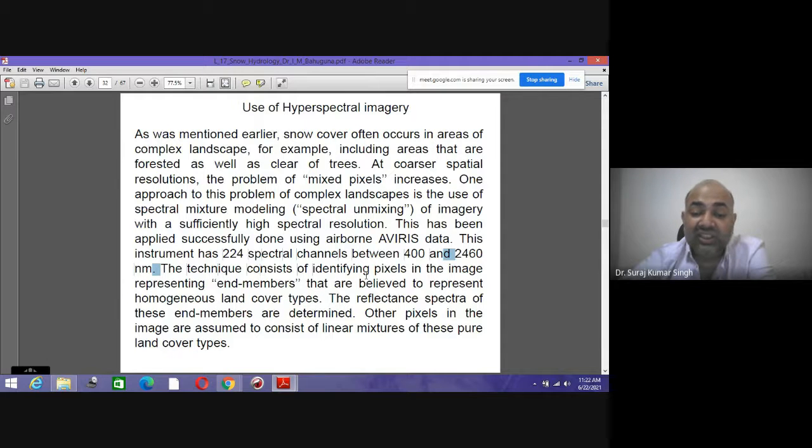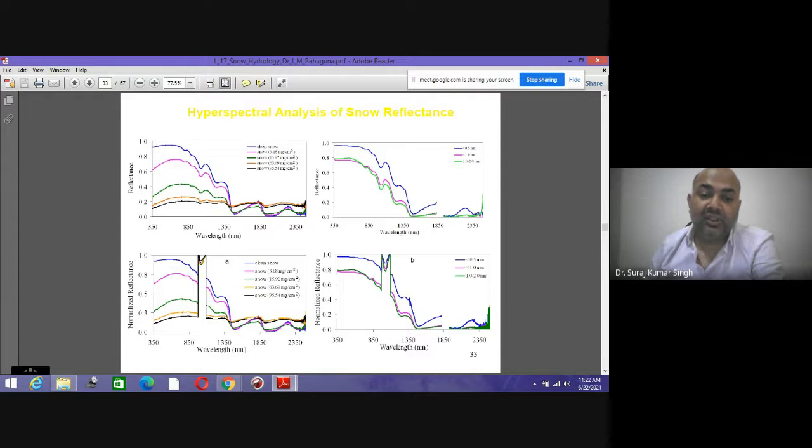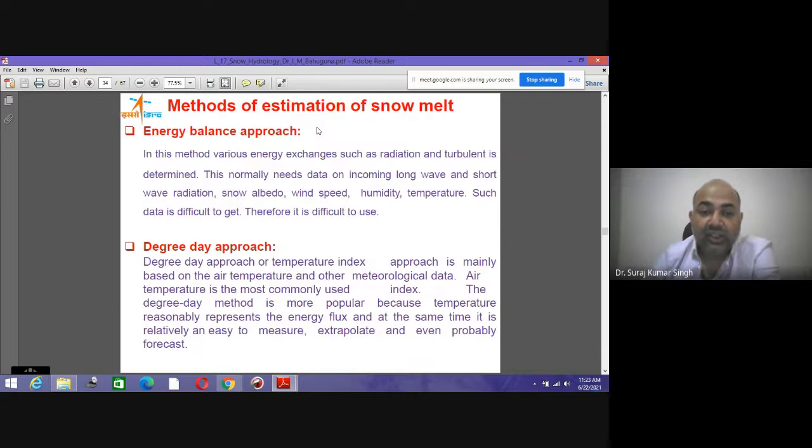So this technique consists of identifying pixels in the image representing end members that are believed to represent homogeneous land use land cover types. The reflectance spectra of these end members were determined, and other pixels in the image are assumed to consist of linear mixings of these pure land cover types. So you can see how the various earth features behave differently in hyperspectral analysis of snow. So those features will be used for identification.